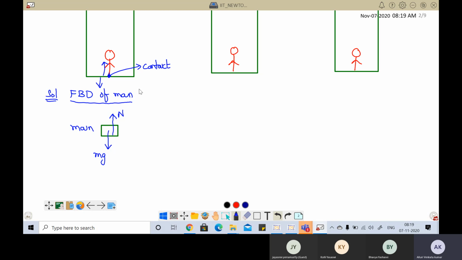When we say free body diagram, it means all forces acting on the man. This force will not be drawn. This force is a force on the lift. This is not a force acting on the man. So right now the lift is at rest, which means the man is also at rest. Correct or not?